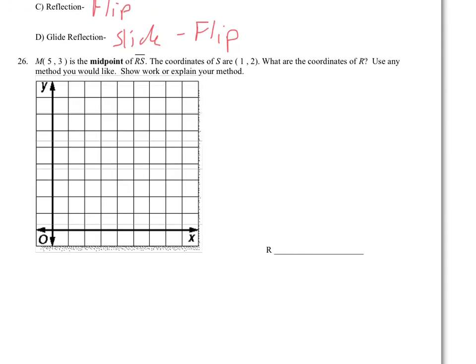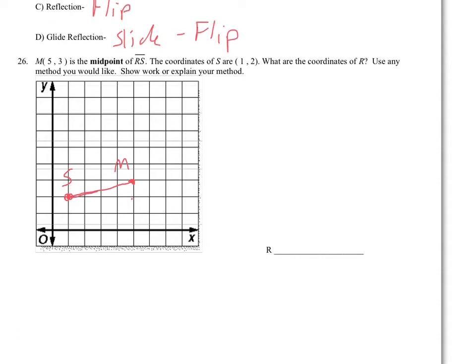26, 5, 3 is the midpoint of RS. So let's count 5, 3. 1, 2, 3, 4, 5, 1, 2, 3. So this is M. It's the midpoint of segment RS. The coordinates of S are 1, 2, 1. So there is S. And it goes through M. Now it continues to go. What are the coordinates of R? Show your work or explain your method.